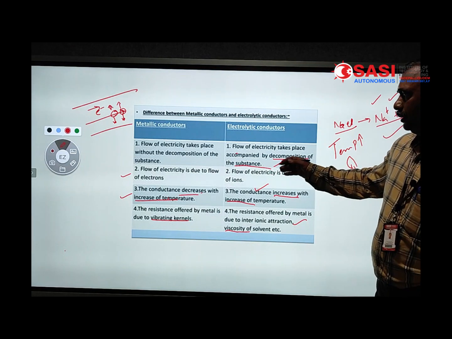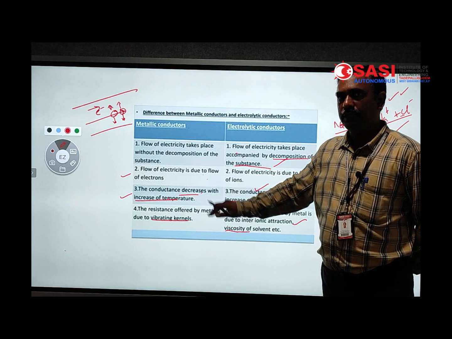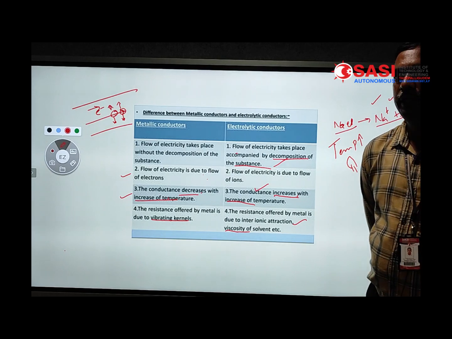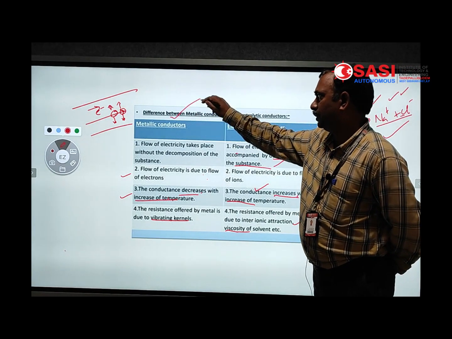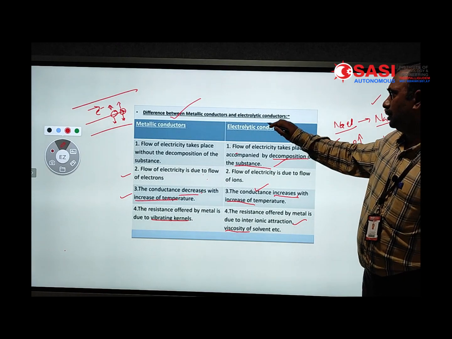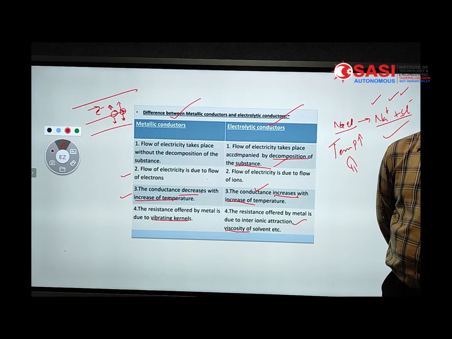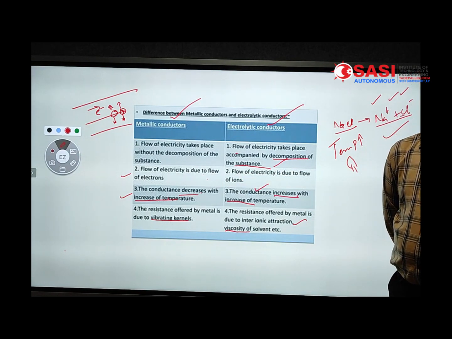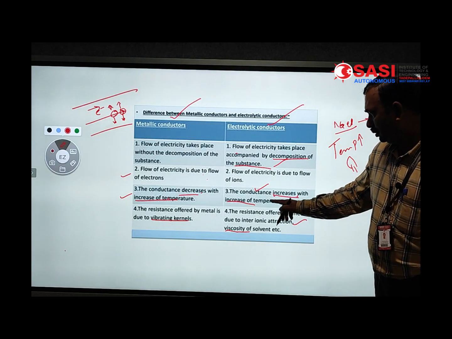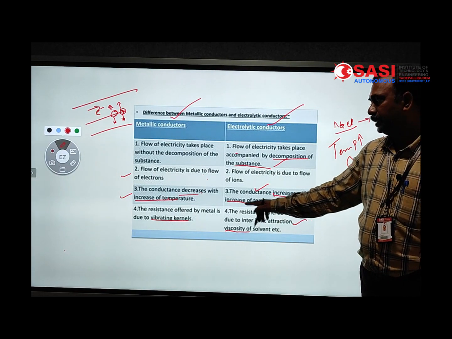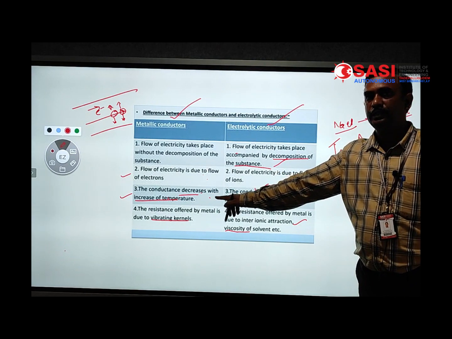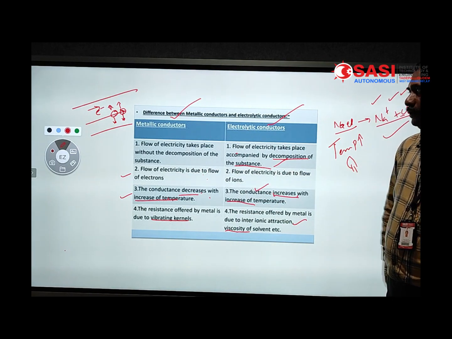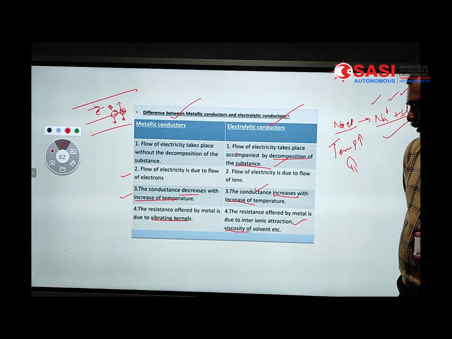You have studied that those substances which decrease their conductance with temperature are called ohmic conductors, means which obey Ohm's law are called metallic conductors, and which do not obey Ohm's law are called non-ohmic conductors or electrolytic conductors. Because in this case, with increasing temperature, the resistance is also decreasing, means conductance is increasing, but here with increasing temperature, resistance is also increasing, means conductance is decreasing. So this is the main difference between electrolytic conductors and metallic conductors.